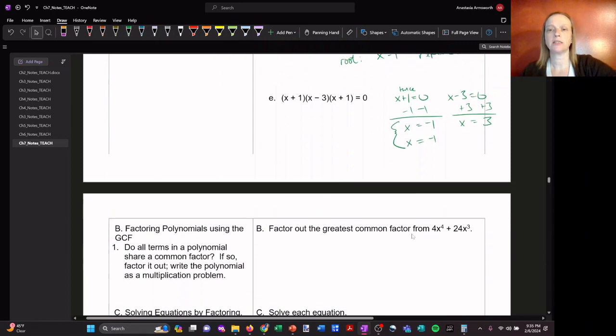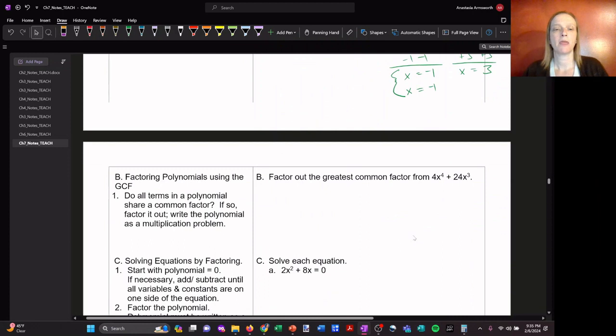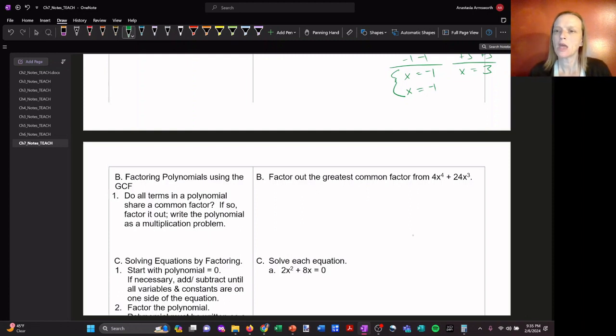Let's look at a little bit of factoring. Factoring out the greatest common factor. So, do all terms in the polynomial share a common factor? If so, we're going to factor that out. So, we're going to do a little bit of factoring in this module, in this chapter.